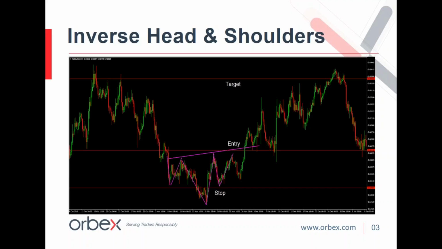I reiterate, I don't simply trade the level. So for example here, where we have our left shoulder, our head, and our right shoulder, I wouldn't simply get long just because price trades back down into the area of that right shoulder. I'd be looking for a bullish candlestick, a bullish reversal candlestick in this instance.